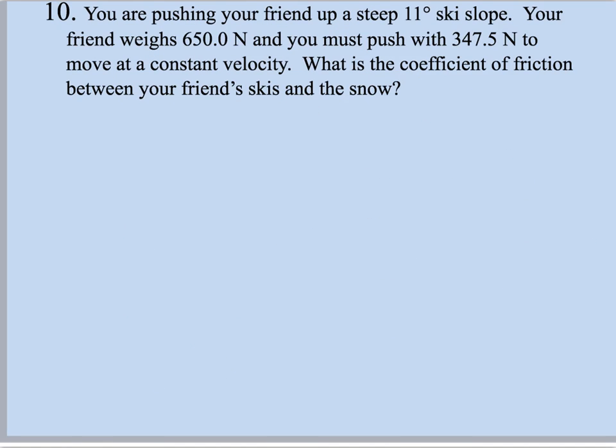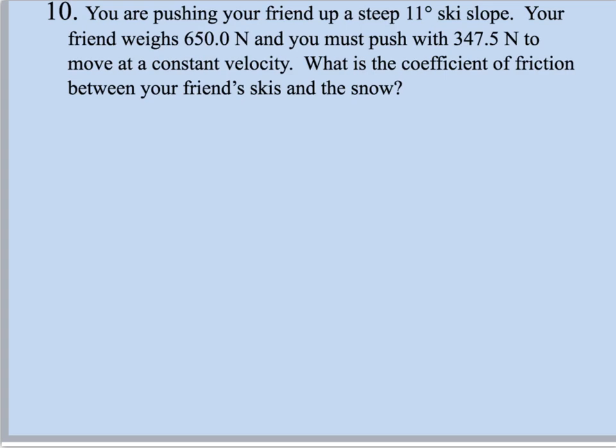All right, you're pushing your friend up a steep 11-degree ski slope. Your friend weighs 650 newtons, and you must push with 347.5 newtons to move at a constant velocity. What is the coefficient of friction between your friend's skis and the snow? All right, again, first thing we should do, draw our free body diagram. So let's go ahead and do that.